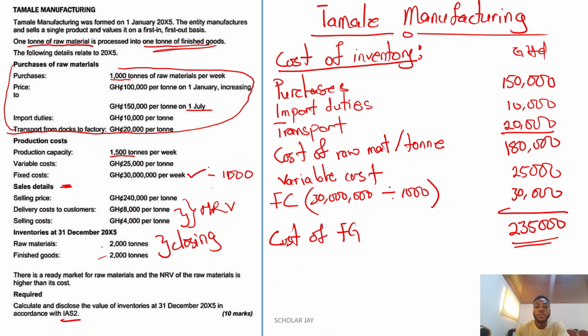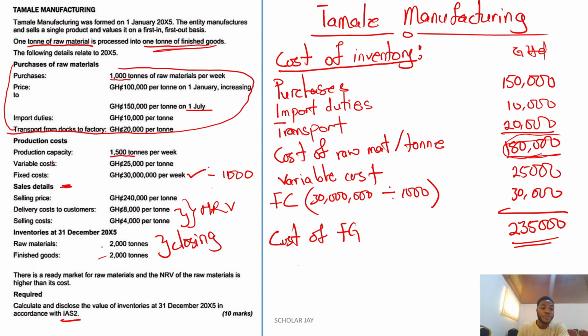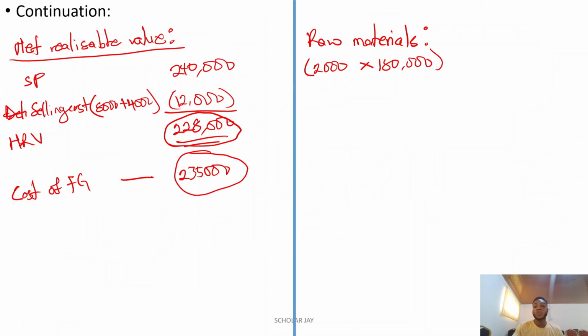Times. Now, do you remember I said we needed this raw material cost, this 180,000? So times 180,000. And we don't have to compare it to anything. Why? Because they mentioned over here that there is a ready market for raw materials, and the NRV of the raw materials is higher than its cost. Inventories are valued at the lower of cost and net realizable value, so obviously that means the cost is lower. So you are going with that.